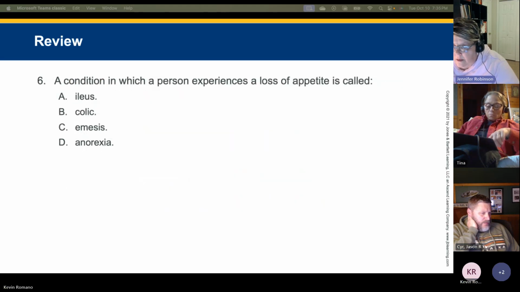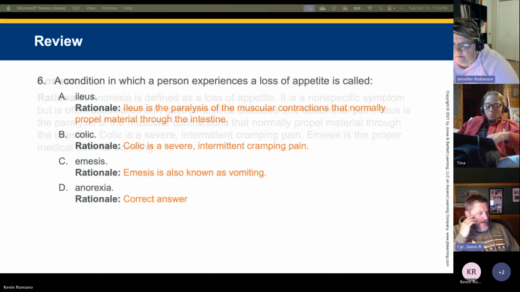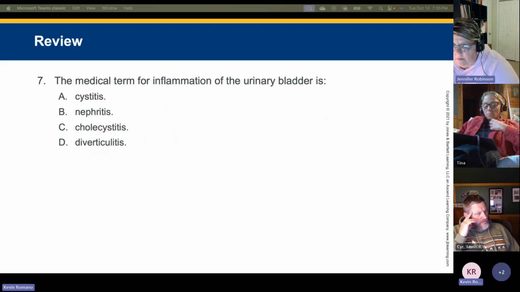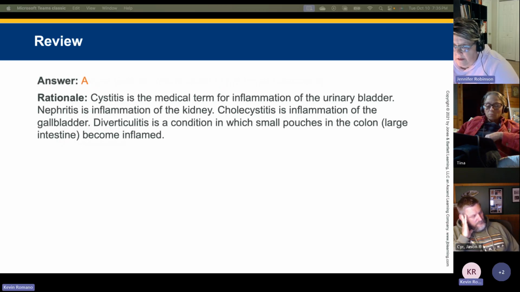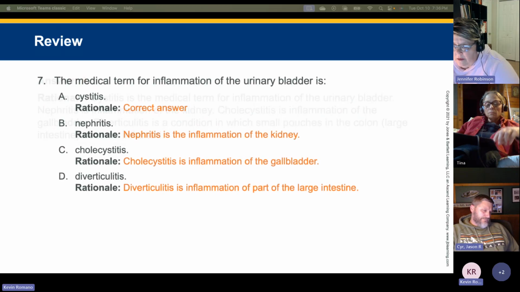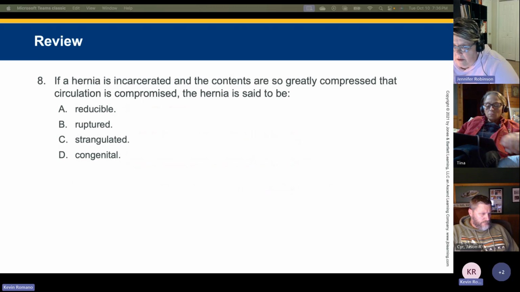Awesome. Number six. A condition in which a person experiences a loss of appetite is called what? B. All right, anorexia. Good. Number seven. A medical term for inflammation in the urinary bladder is called what? A. Right, because nephritis would be kidneys. Cholecystitis is gallbladder. Diverticulitis is diverticulum. Cystitis is UTI, for inflammation of the bladder. If a hernia is incarcerated, not in jail, right? And the contents are greatly compressed so that circulation is compromised, the hernia is said to be what?